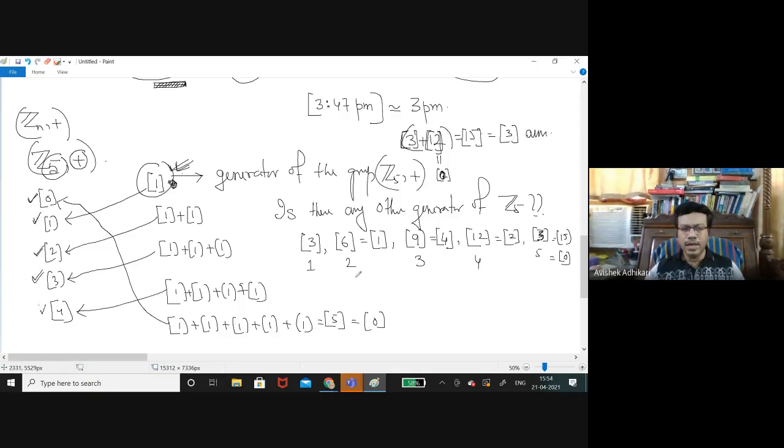I am able to generate all the elements by considering this. So as with 1, this is also a generator. So you are quite lucky in that way. You get a generator, right?